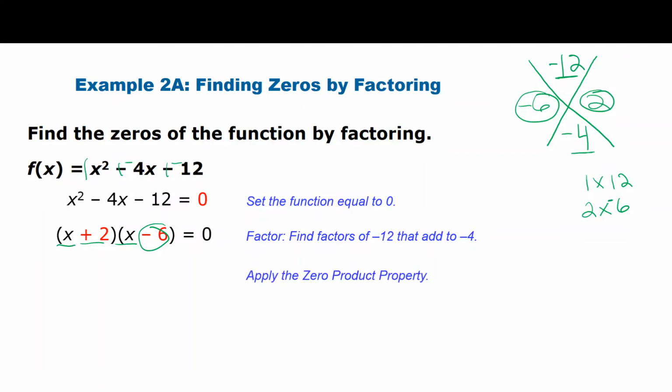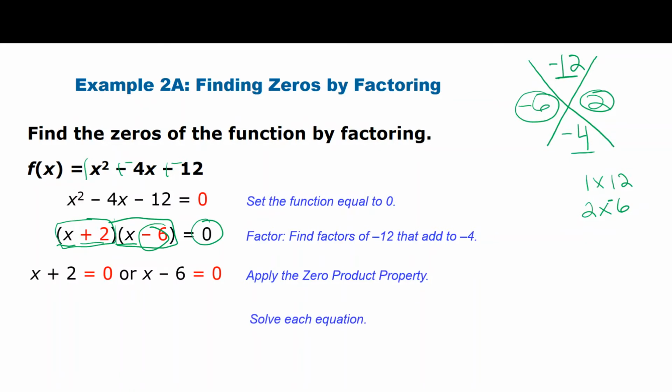And now I'm going to think about this zero product property. If this piece times this piece equals 0, I know that one of these two has to equal 0. Either the x plus 2 has to equal 0, or the x minus 6 has to equal 0. So x plus 2, if that equals 0, then it doesn't matter what is over here. The whole thing equals 0, and same way the other way. So what I can do is say x plus 2 equals 0, or x minus 6 equals 0.